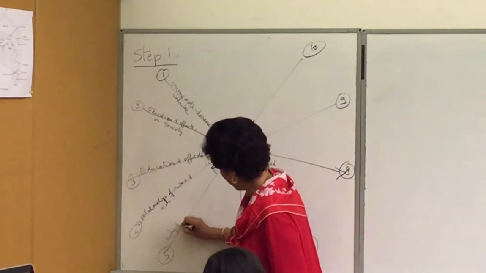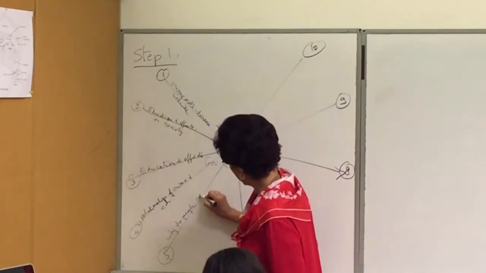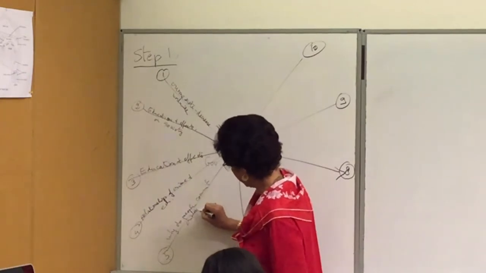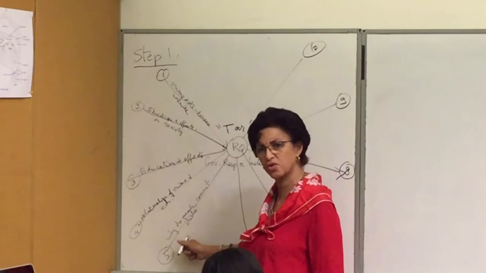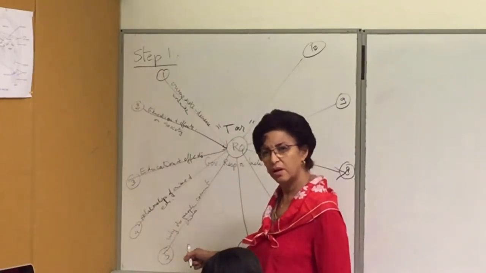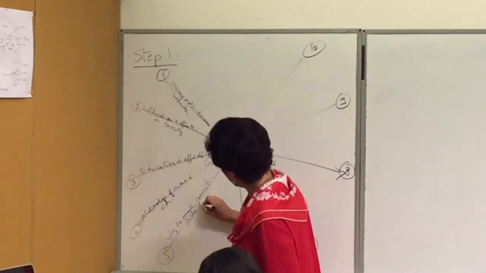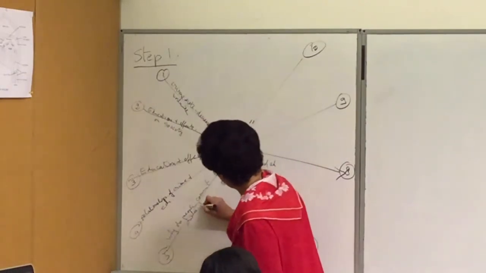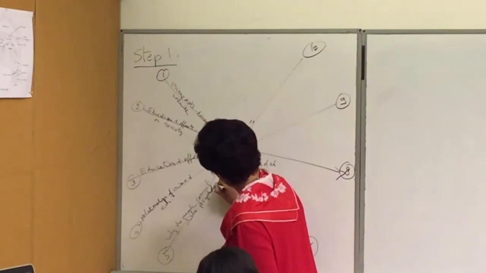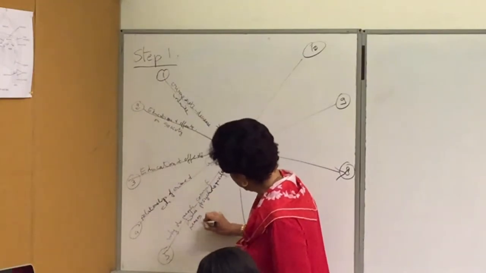Why do people kill? Why do people commit crimes? Wow, that's a very wide topic. Okay, any specific focus that you can remember? I think it was about psychological reasons. Okay, psychological reasons. What's your source number six?